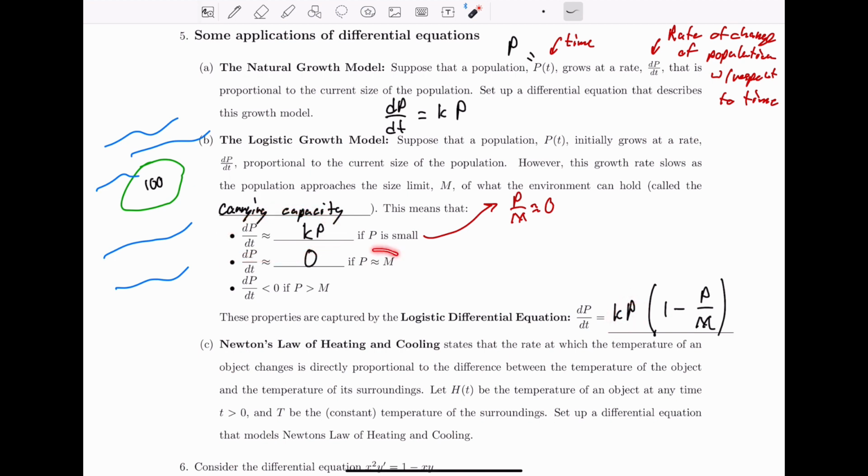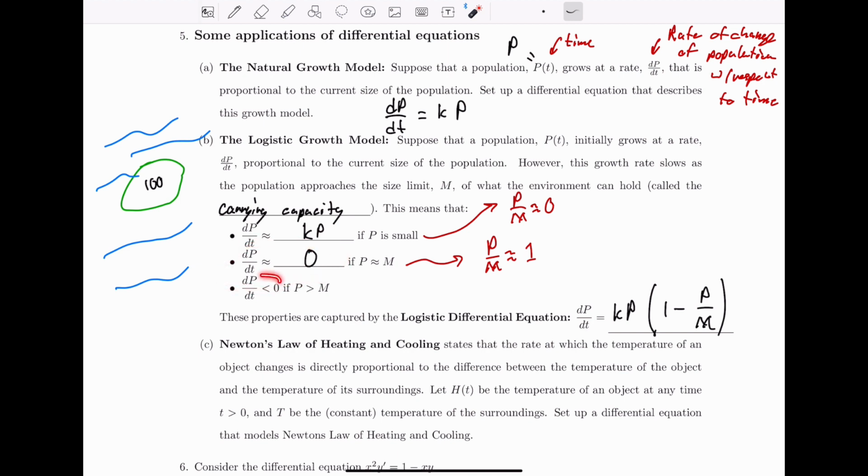Now, what happens if the population is roughly equal to M? If the population is roughly equal to M, then this fraction, P over M, I have essentially M over M. So that fraction turns into basically 1. So P over M is essentially 1. And then inside the parentheses here, 1 minus 1, I have a 0. So in that case, kP times 0, this growth rate is approximately 0.